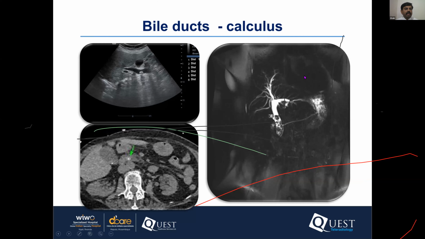Now coming to choledochal calculus or bile duct calculus. Here there is a calculus obstructing the distal part of the bile duct, which is the part of the biliary tree after the formation of the bile duct, that is, after joining of the common hepatic duct and the cystic duct, which I'm sure all of you are aware of.